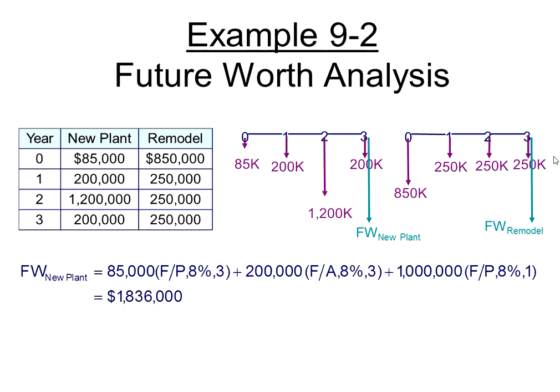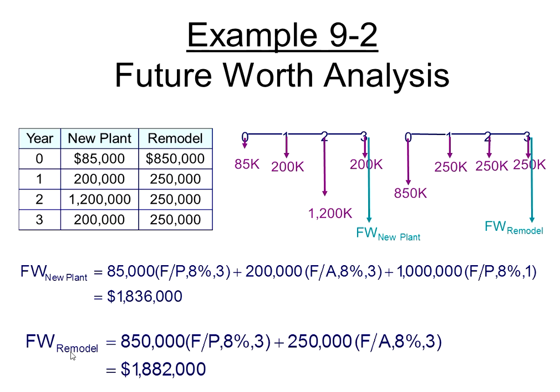So then we look at the future worth of the remodel. Again, we have 250K, 250K, and again 250K. We can look at all of these as a uniform series during the 3 years, and this is the present. So very similar to how we computed the new plant, we can find the future value of the remodel, where 850,000 is the present. So F given P here, there's 3 compounding periods between the present and the future, so 3 here, and then these 250 during years 1, 2, and 3 are annual.